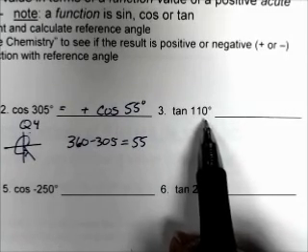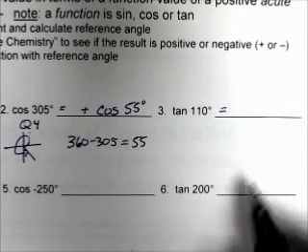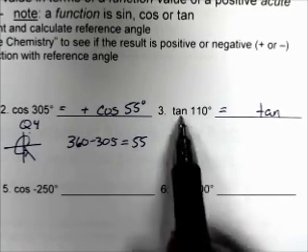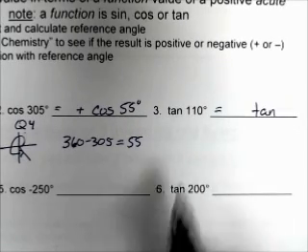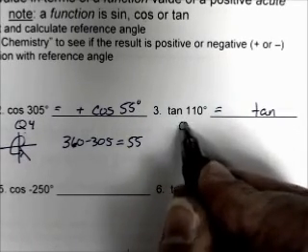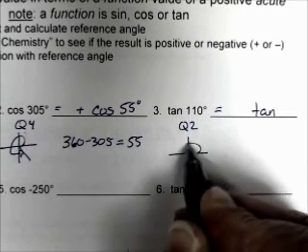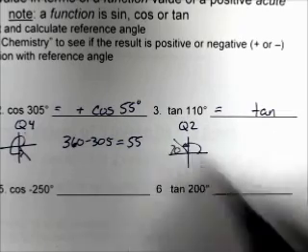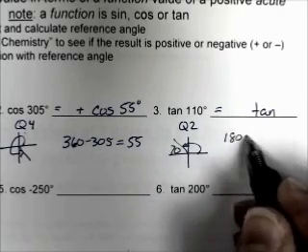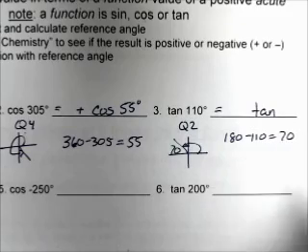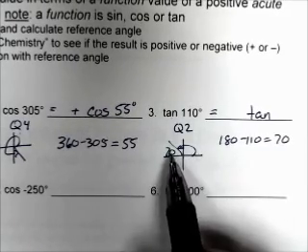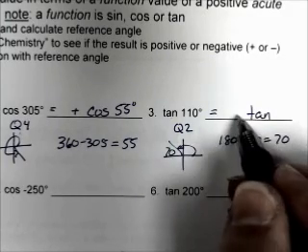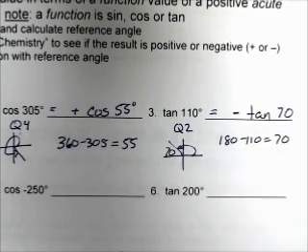Next, tangent of 110 degrees is going to equal, is it going to be positive or negative tangent of the reference angle? All right, and the function here is always going to stay the same. A 110 degree angle would end up in quadrant 2. It would have a reference angle of 180 minus 110 equals 70. In quadrant 2, is the function tangent positive or negative? It's negative, so it equals negative tangent 70.